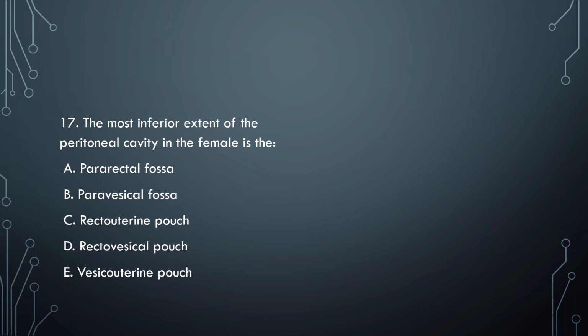Question 17. The most inferior extent of the peritoneal cavity in the female is: pararectal fossa, paravesical fossa, rectouterine pouch, rectovesical pouch, or vesicouterine pouch. What is the correct answer? The correct answer is C, rectouterine pouch. Why?